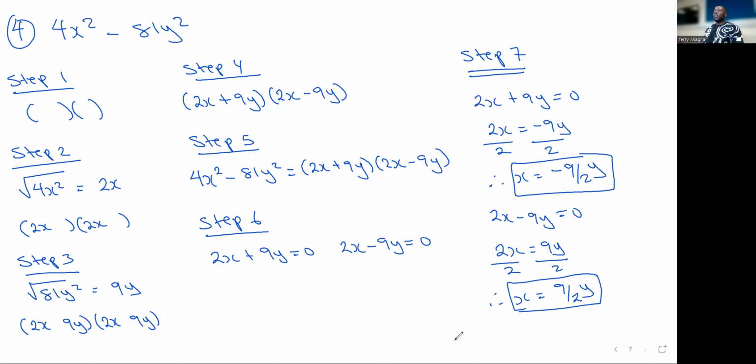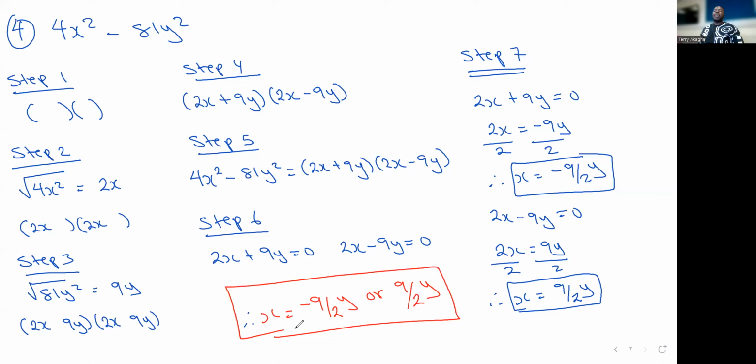And we can now say the answer for x. So therefore, I'll use another color to just show the difference. So x is equal to minus 9 over 2y, or 9 over 2y. And that will be the answer for that. All right. So that is that for that.